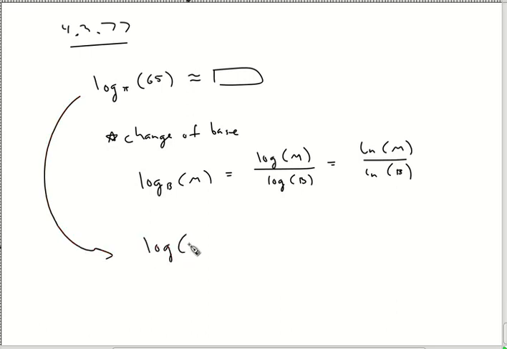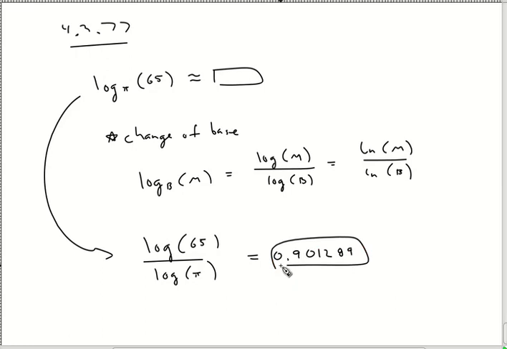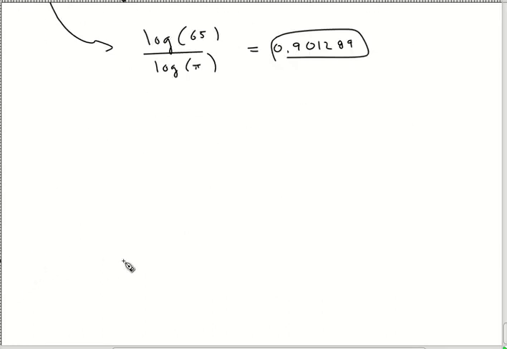So log of 65, and then divided by log of pi. And so you put that into Desmos Scientific, and you come up with an answer, and you're done. 0.901289, round to whatever you need. Okay, so the main reason why you need to have this kind of formula is because Desmos Scientific does not use those subscripts. It just does not work. And so you have to use something else. And what you're going to use is, well, that formula.